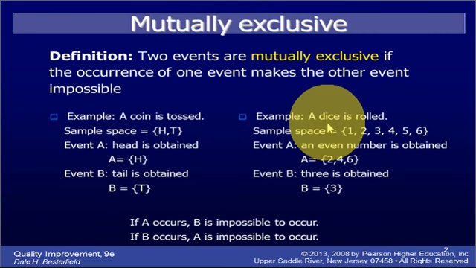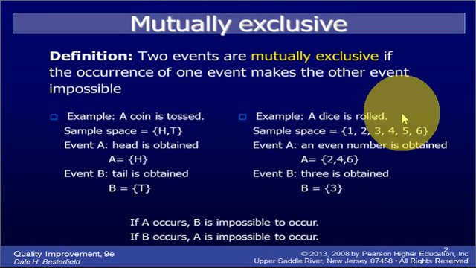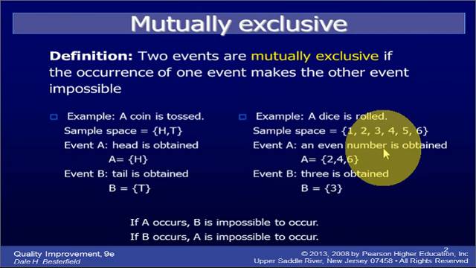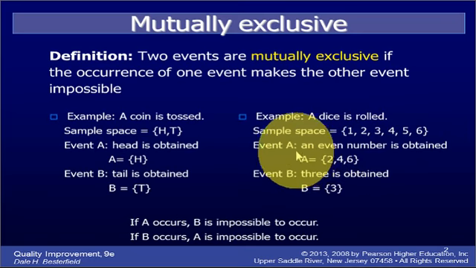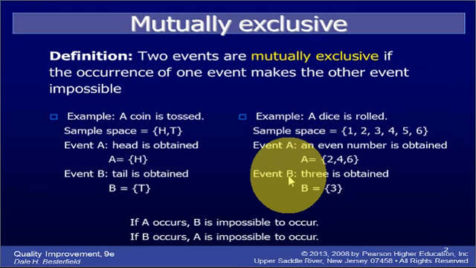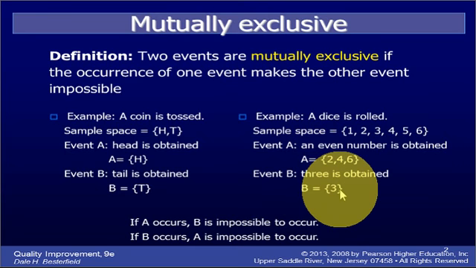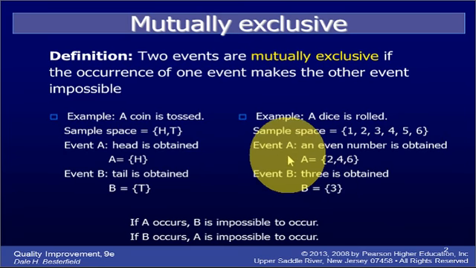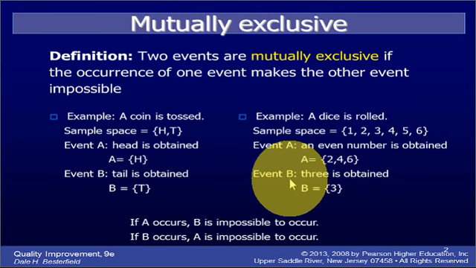And another example is that I roll a dice. My sample space is the 6 spots, 1, 2, 3, 4, 5, 6. And event A is to obtain an even number. So event A is a collection of my outcomes 2, 4, and 6. And event B is that 3 is obtained. So B just contains one outcome, the 3. And we can tell that if I roll my dice and obtain an even number, then 3 is definitely not obtained, right?